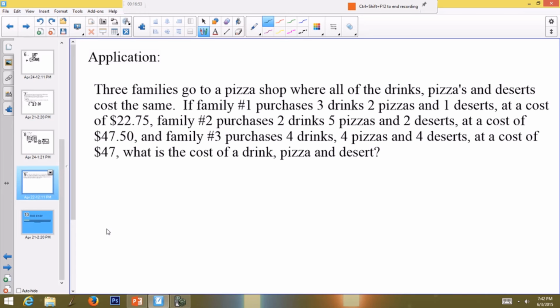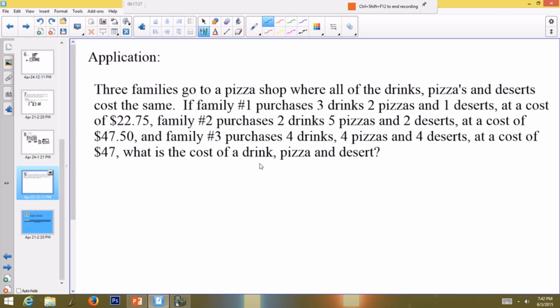This is application, a pizza shop problem, one everybody loves from pre-calculus. So 3 families go to a pizza shop where all the drinks and desserts cost the same. Family 1 purchases 3 drinks, 3 pizzas, and 1 dessert at a cost of $22.75. Family 2 purchases 2 drinks, 3 pizzas, and 3 desserts at a cost of $47.50. Family 3, 4 drinks, 4 pizzas, and 4 desserts at $47. What is the cost of a drink, a pizza, and a dessert?